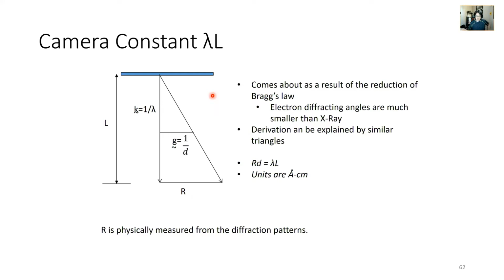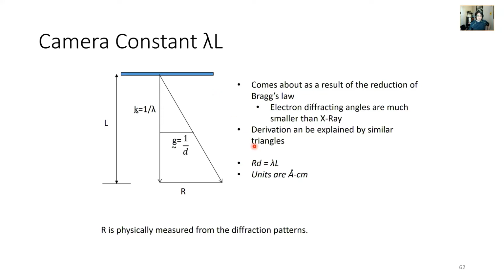The electron diffraction angles are much smaller than X-ray angles, so I'm just putting that out there. We're at a smaller wavelength, so if we're dealing with Bragg's law, we're going to have a very small theta as compared to X-ray diffraction. We don't really work with theta that much with TEM diffraction pattern interpretation. I'm going to go through this derivation. It's explained by similar triangles. It's very simple. We'll see it right now.